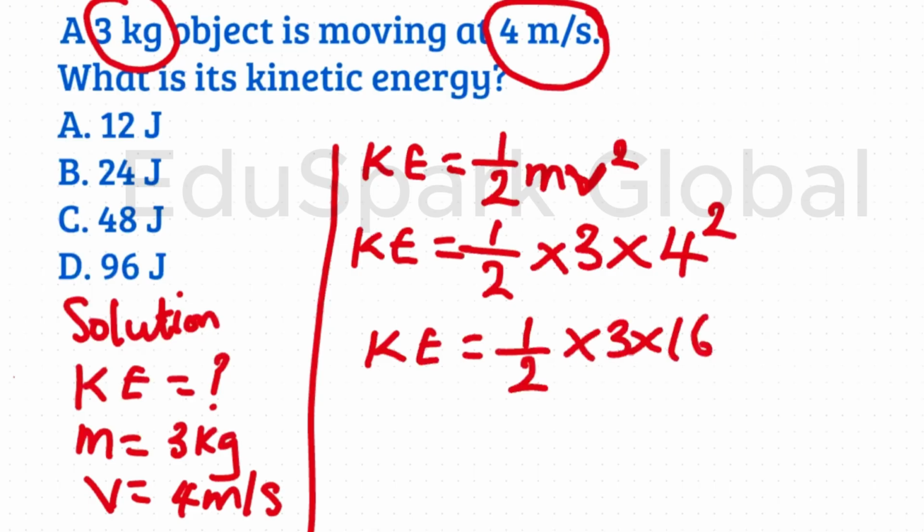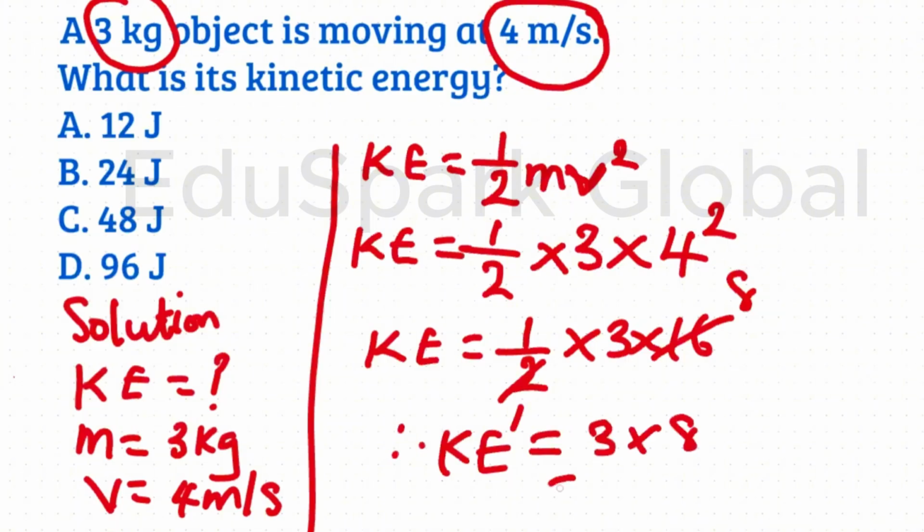So these two can cancel itself: 2 into 16 is 8. Therefore, our kinetic energy is 3 times 8, which is 24 joules. So the correct answer is B, 24 joules.